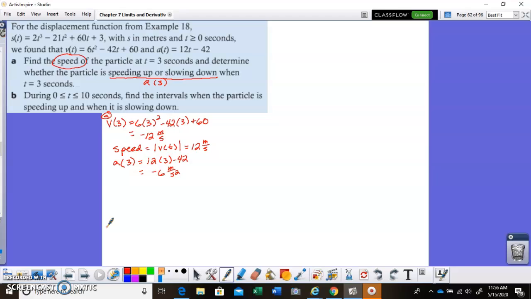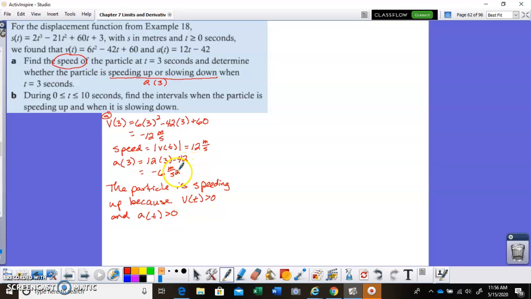Okay, so that tells us that the particle is speeding up because velocity and acceleration have the same sign. Okay, so that answers part A.